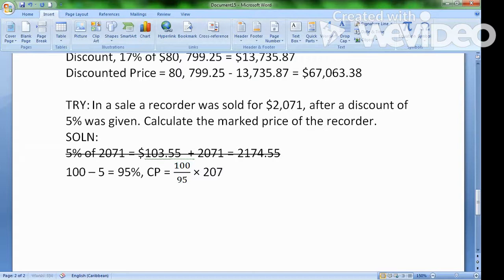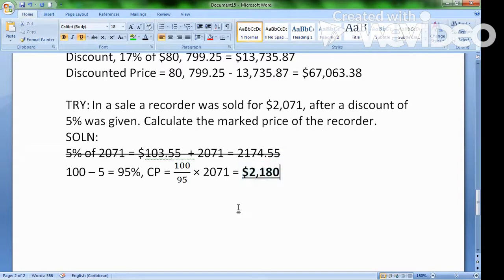Can somebody work on that for me, please? 2,180. All right. So that's the answer. And we can check our answer. We can find 5% of this. Somebody do it for me, please. Find 5% of 2,180, and whatever answer you get, you subtract it from 2,180 and check to see if you get exactly $2,071. Yes, sir. Very good. So it's correct.